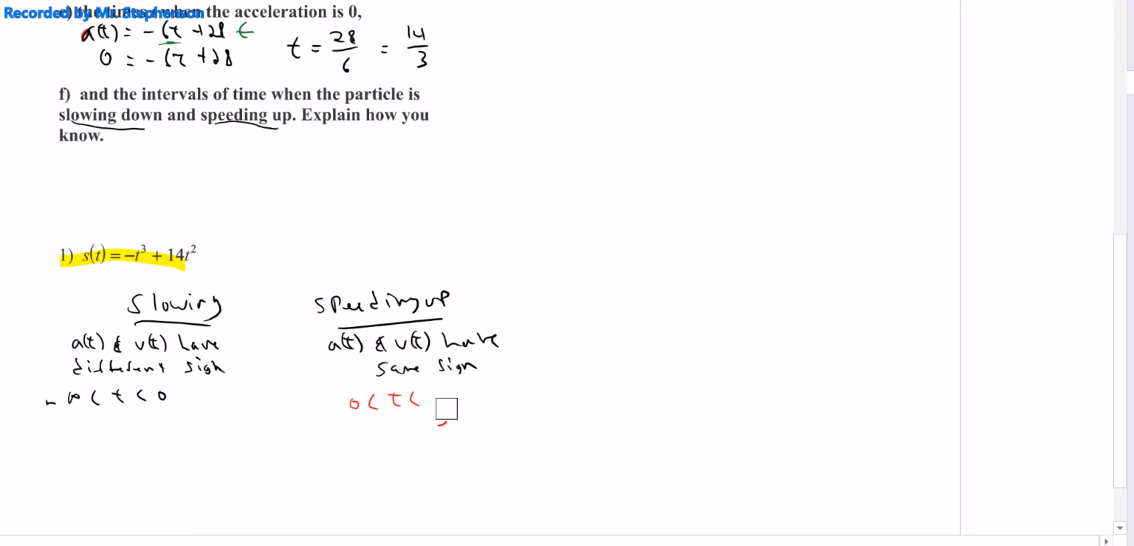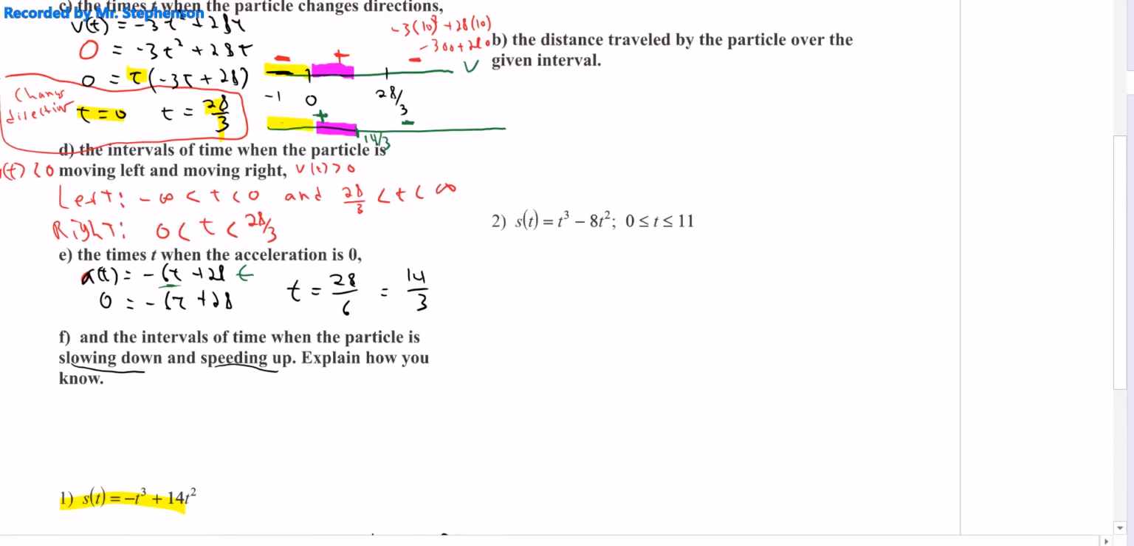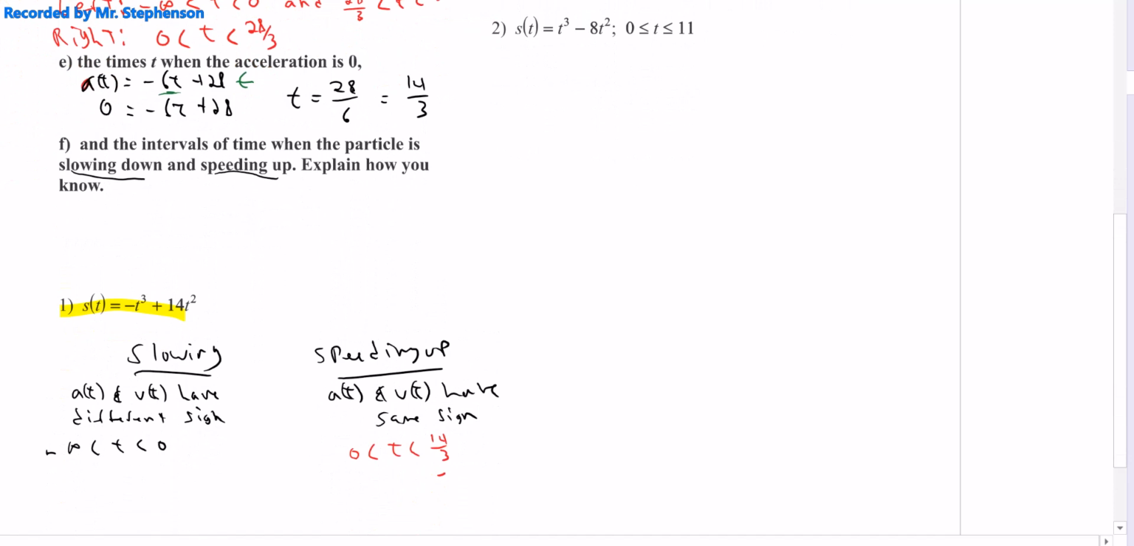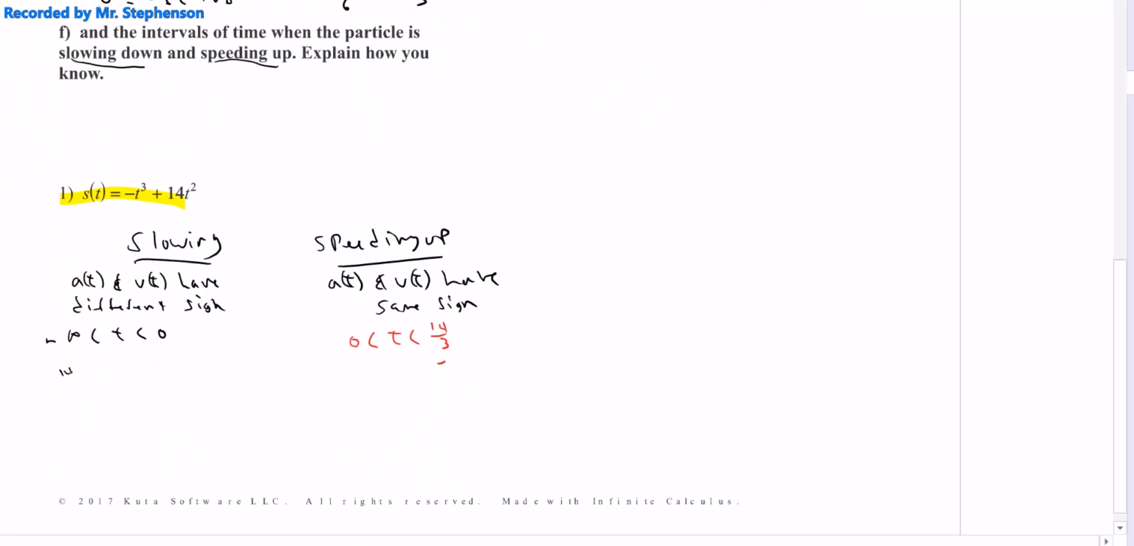Let's write that a little bit neater. My acceleration was positive. And then I keep going and I say, okay, from 14/3 until 28/3. Now my acceleration is negative and my velocity is also negative. Sorry, my velocity is positive. See, we're still in the positive region over here. And so those are opposites. So we'd say from 14/3 to 28/3, it was slowing down, right?